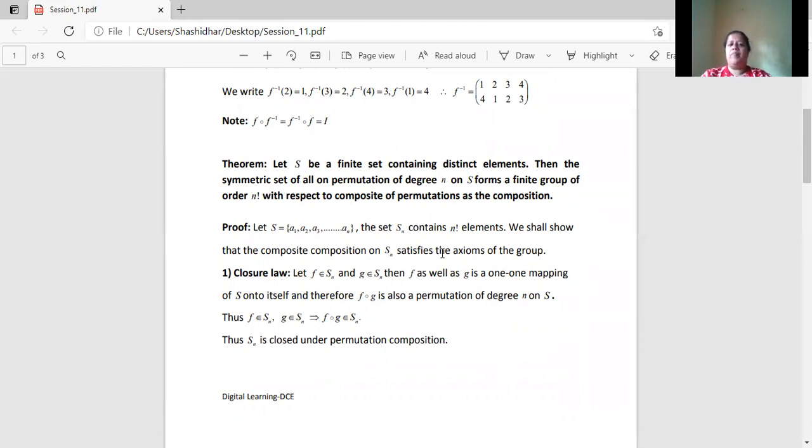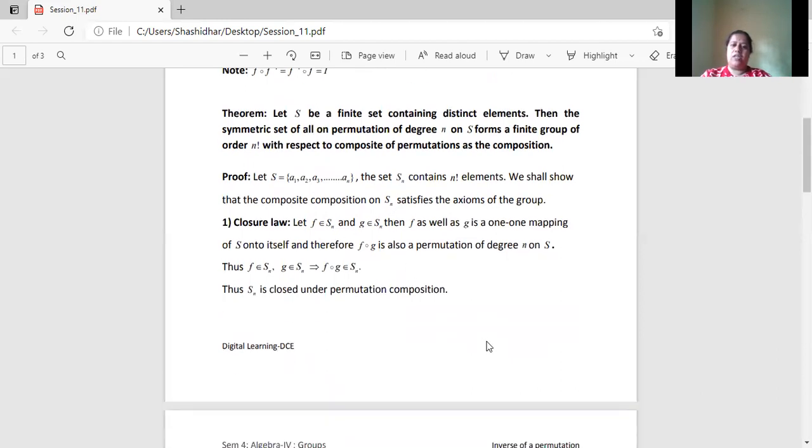In the same way, for the composition on this finite set Sn, we have to verify these four axioms: closure law, associative law, existence of identity, and existence of inverse. So now we'll see them one by one. The first one is the closure law. What the closure law says is, suppose G is a non-empty set, and if A and B are elements of G, then A star B also belongs to G. That we have to show.